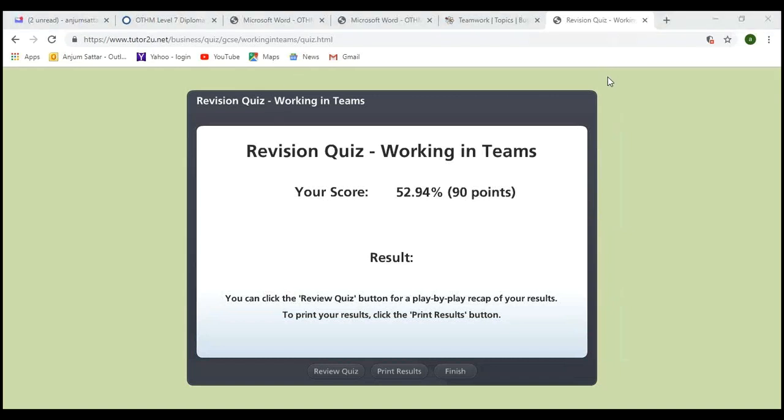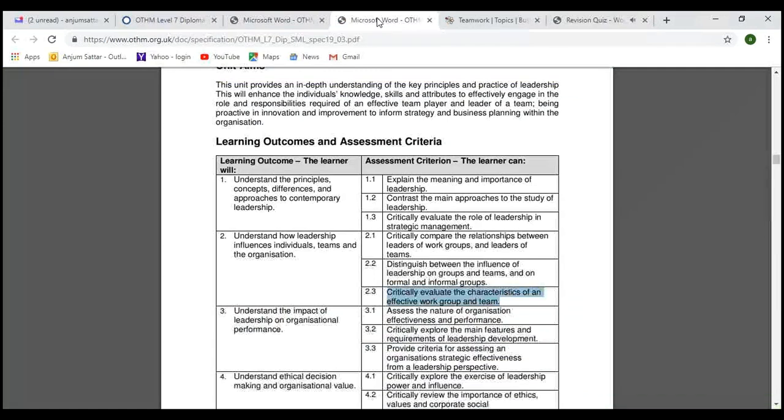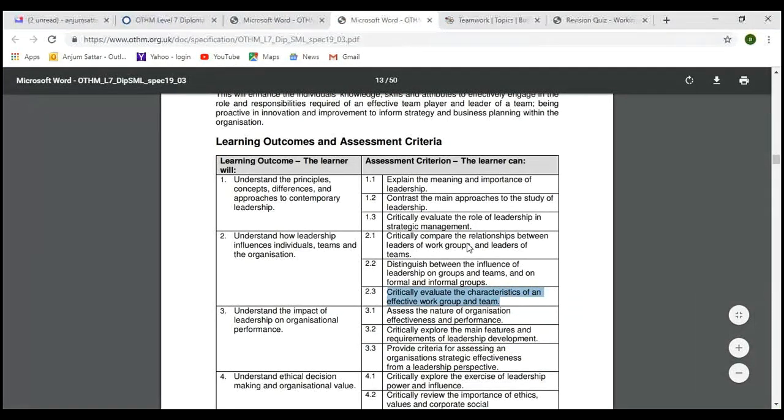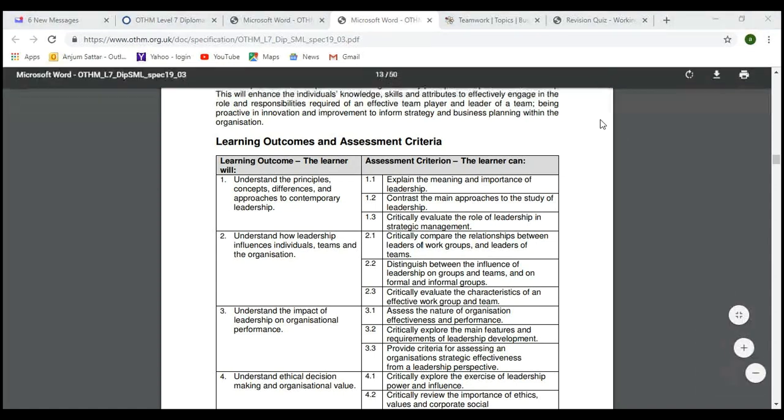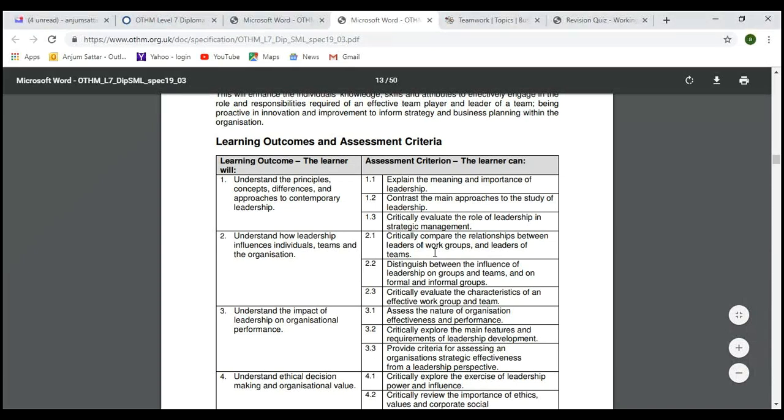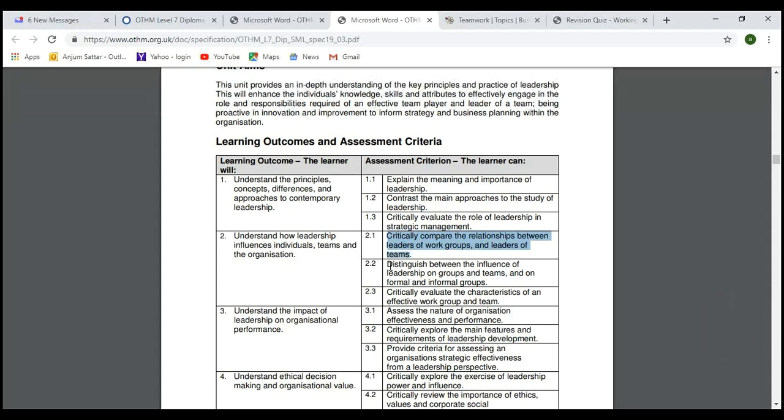So today's lesson was focused on the assessment criteria. We discussed 2.1, critically compare the relationship between leadership of a work group and leadership of a team, where we tried to relate our discussion with how the leader can influence performance in the team.